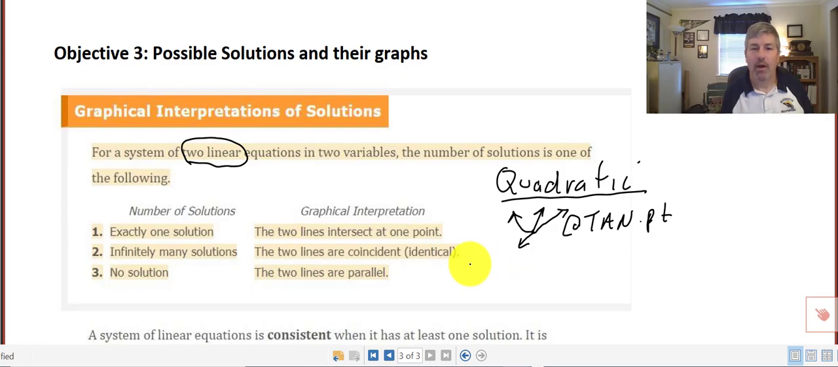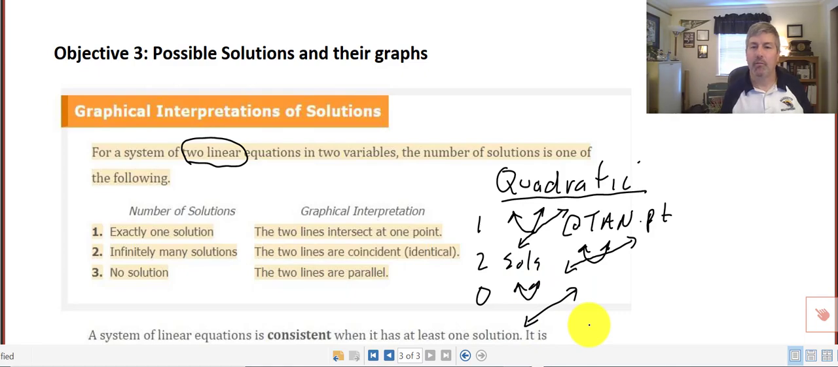But we could also have two solutions. So here we have one solution. We have two solutions with a quadratic. That was the example that we saw where our parabola and our line met in two locations, or our line cut through our quadratic. And just like linear equations, we can also have no solution. That would take place when our parabola and our line never touch. They don't meet. So we could have zero solutions in that situation as well.